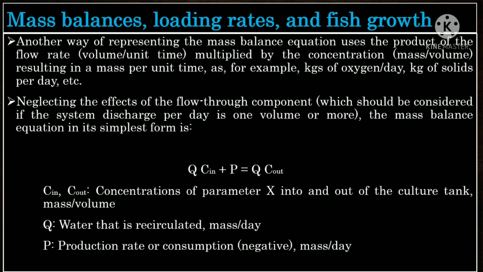The C in and out is the concentration of the parameter X into and out of the culture tank, mass per volume. The Q is the water that is recirculated, in volume per day. The P is the production rate or the consumption, which is negative, in mass per day.